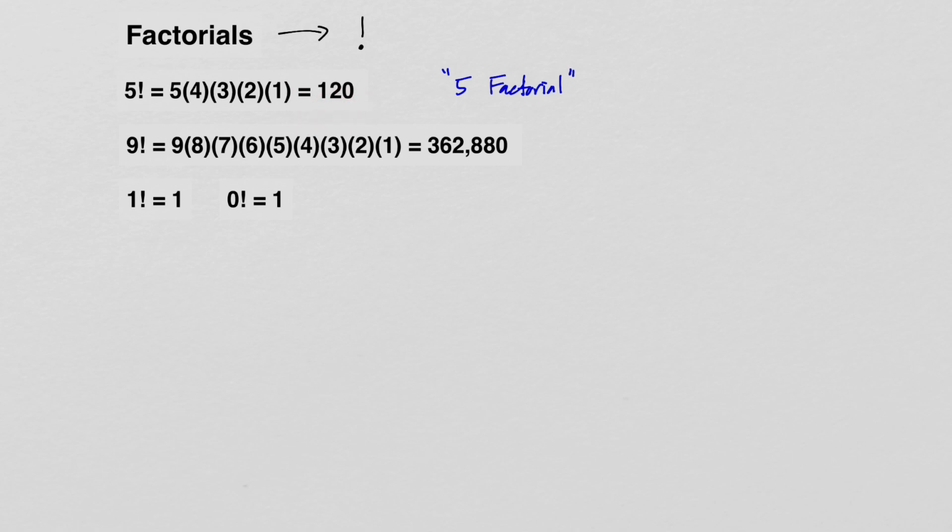Now, just to show you how big factorials can get, 9 factorial, which is the multiplication of these numbers here, is 362,880. So factorials get really big really fast. Now, sort of a special case, 1 factorial is defined to be 1. And even a little bit more special, 0 factorial is defined to be 1 as well. Okay, so 0 factorial is not 0. It's equal to 1. And there are reasons for this that I won't get into in this video.